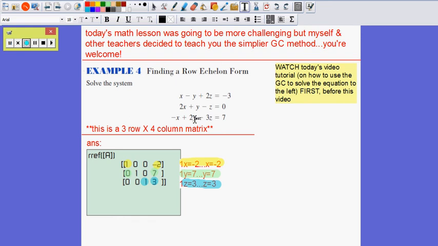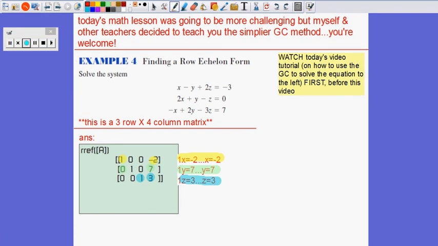Now initially, yesterday, I had the plan of showing you the manual way of doing this. But if you read this area right here, I actually retracted that statement, and I'm going to teach you the simpler way, the automatic way, so to speak, using your graphing calculator. It's much simpler. I think you'll enjoy the automation of this.